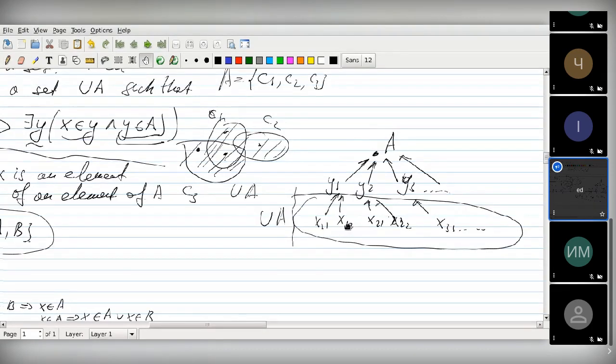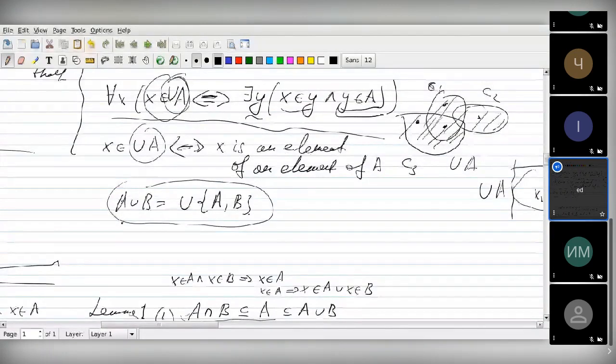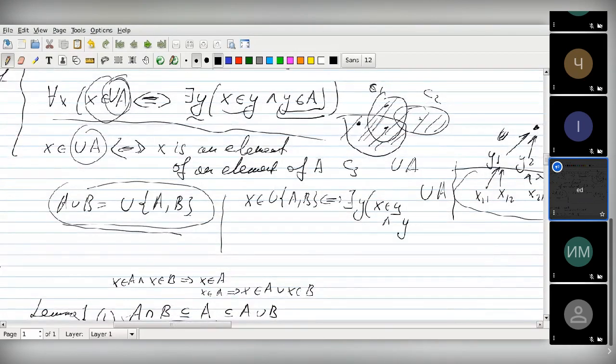Why does this arrow represent being an element? Of course. Why does this one hold? That's quite clear. What does it mean that X is an element of this union? That means that there exists Y such that X is an element of Y according to the general definition, while Y is an element of this set.